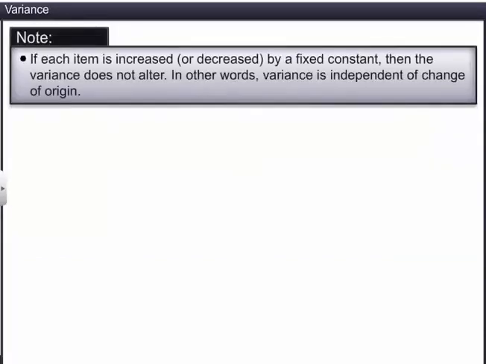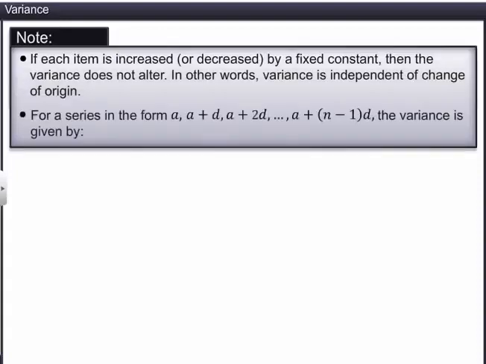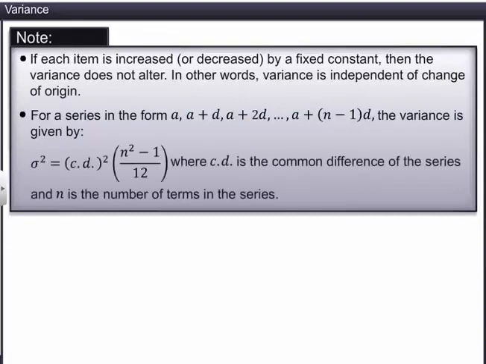Please note that if each item is increased or decreased by a fixed constant, then the variance does not alter. In other words, variance is independent of change of origin. For any arithmetic series, variance is equal to the square of the common difference multiplied by (n squared minus 1) whole divided by 12.